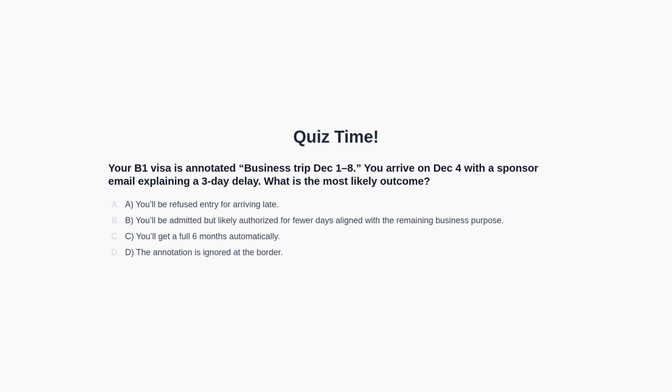C. You will get a full 6 months automatically. D. The annotation is ignored at the border. You may pause the video now to think about your answer. We will discuss the answer in the next section.